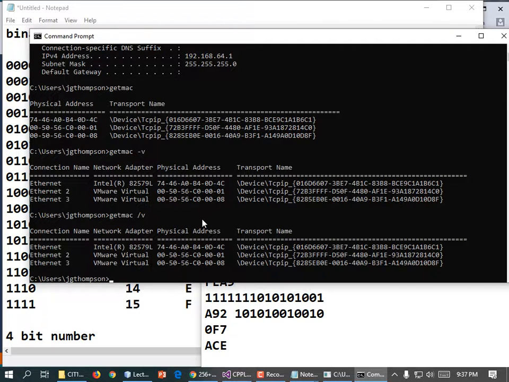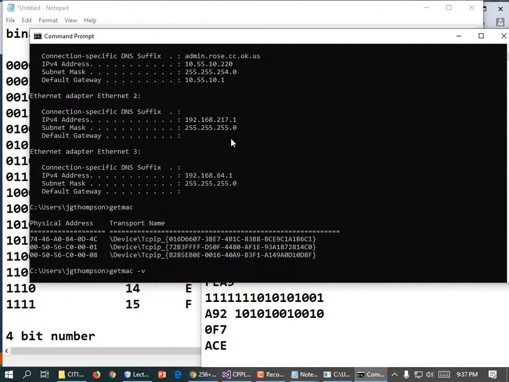And so an IP address is just a series of 4 bytes, and these could be represented with hexadecimal. Apparently the physical address is supposed to be hexadecimal, your MAC address.